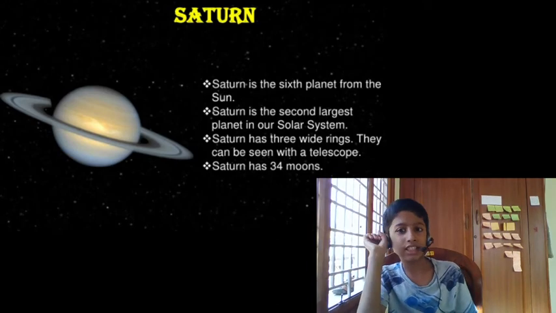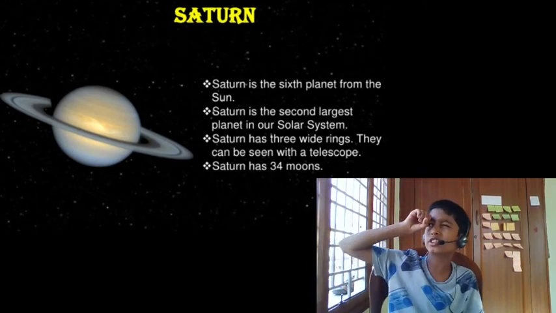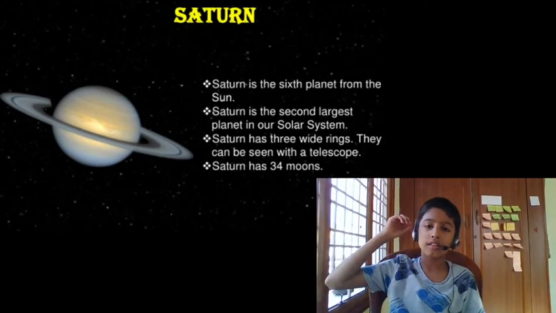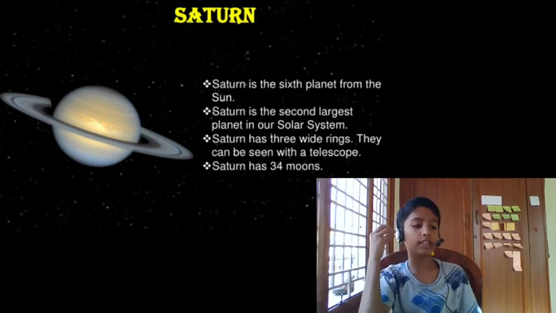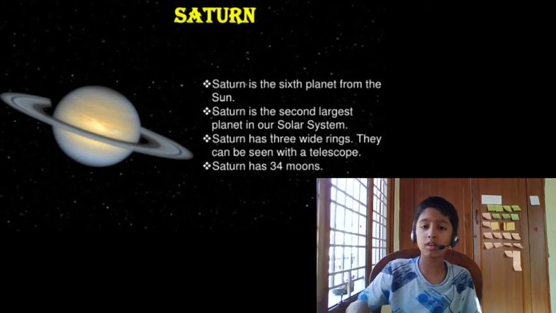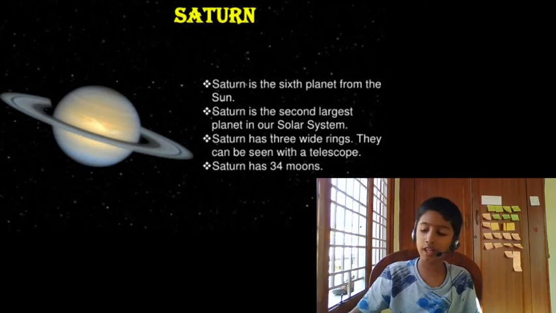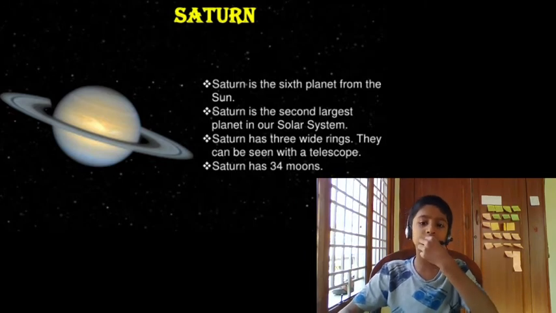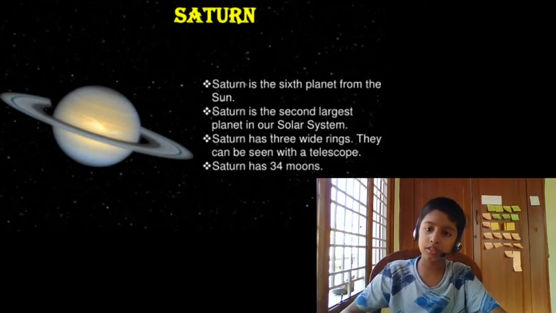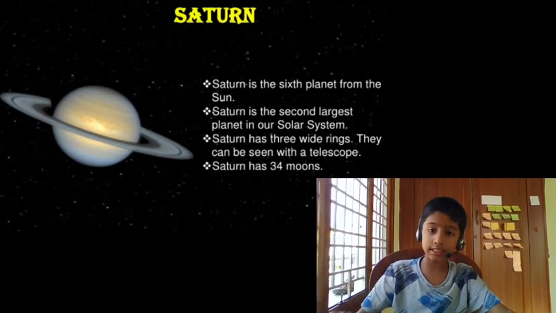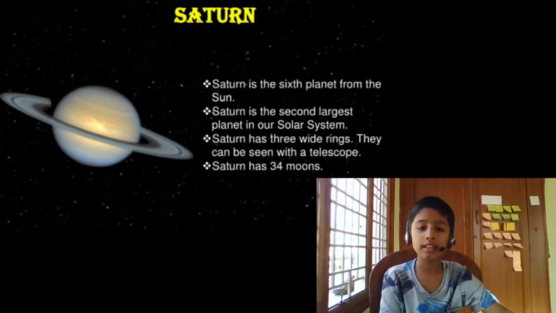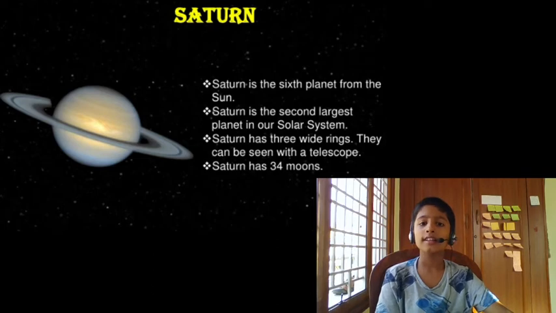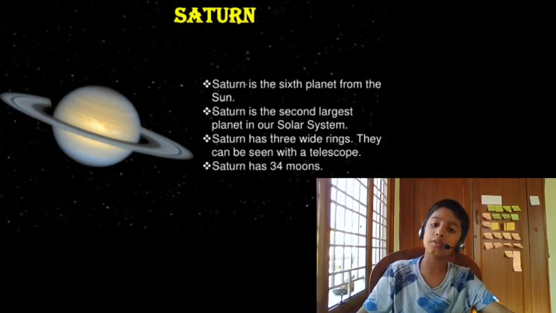Do you know what a telescope is? A telescope is used to see into space, and a microscope is used to see microorganisms which we cannot see with our naked eye. And Saturn has at least 34 moons. Jupiter has at least 63 moons, our Earth has only one moon, and Saturn has 34 moons.